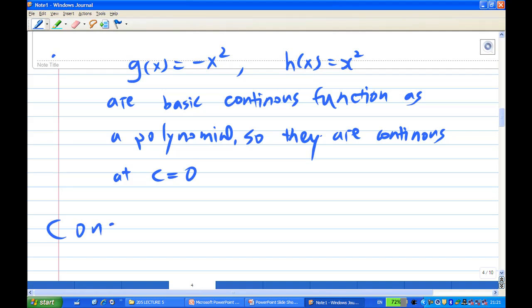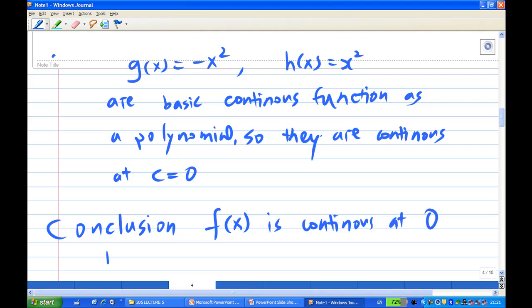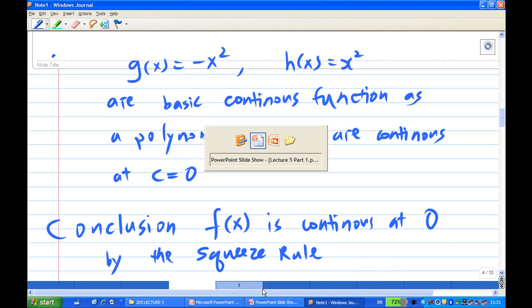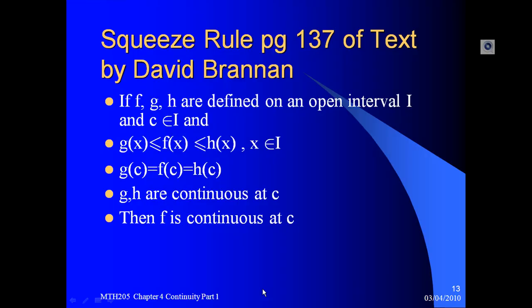So the conclusion in this case is that f(x) is continuous at 0 by the squeeze rule. Again, let's remind ourselves, the rule being used is called the squeeze rule, given on page 137 in David Brennan. That ends the recording.